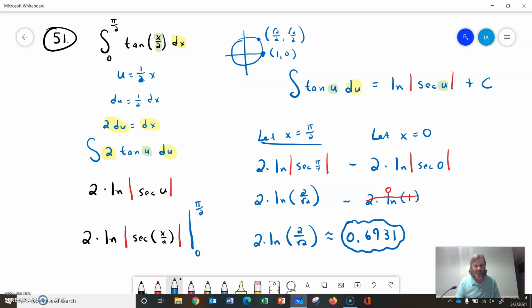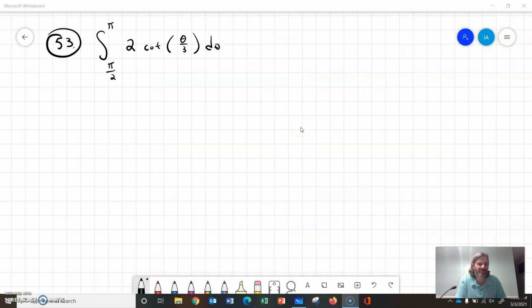Okay. Guess there's other ways that could be written, but that's what we got here. Alright, our next problem here is we're going to integrate from pi over 2 to pi the function 2 times the cotangent of theta over 3, d theta.